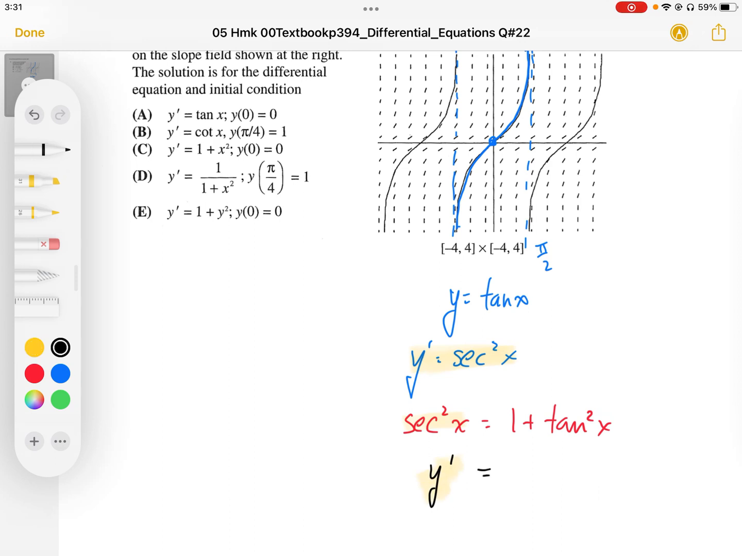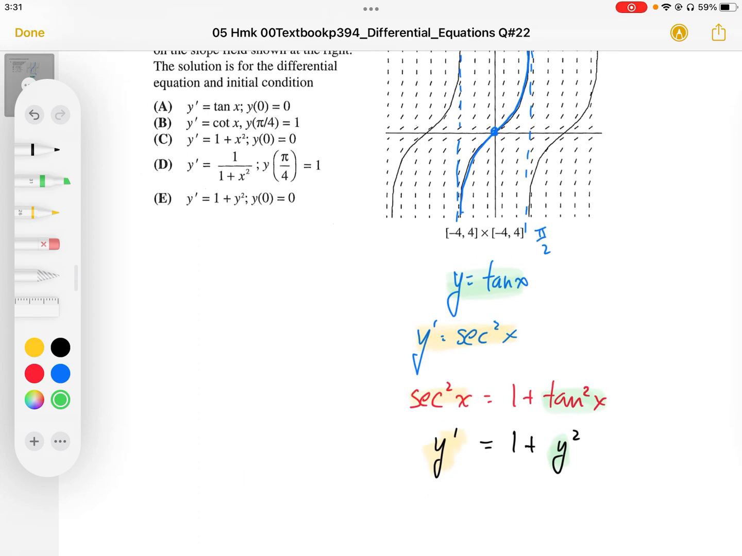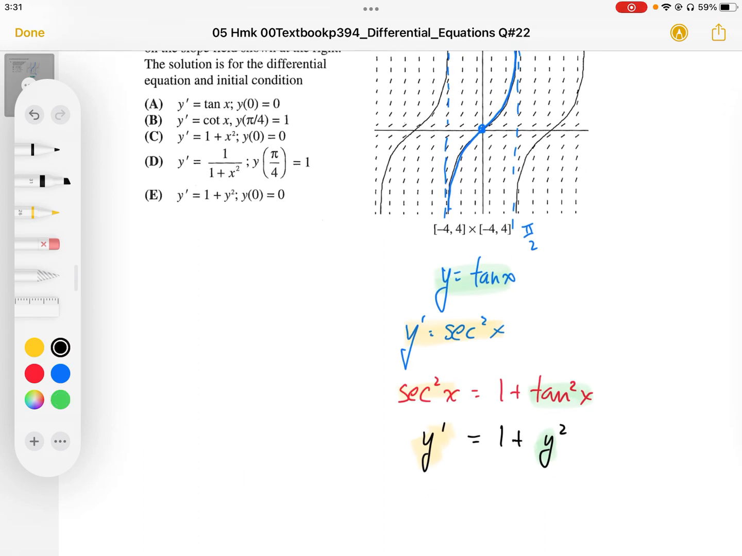And we also know that tan squared is, we've expressed y equals tan x. So tan squared can be expressed with y squared, so I'm going to end up with 1 plus y squared. That y squared came from the tan x. Well, if that's the case, then this solution matches E. It matches E. And the initial condition, yeah, that definitely is 0, 0 here. So it must be E.